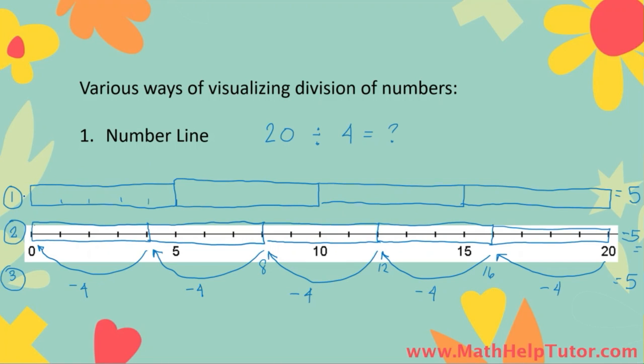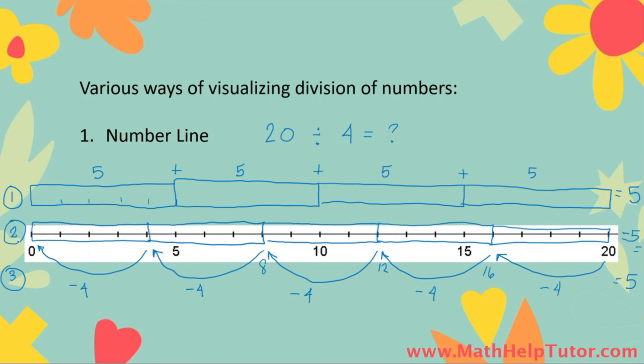Like in our first way of viewing division, we have a section that is 5 numbers long and we multiplied it 4 times. Or, in other words, we have also added it to itself 4 times. So that's plus 5 plus 5 plus 5, or 5 times 4, and we get the answer 20.